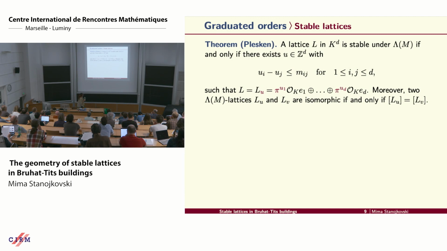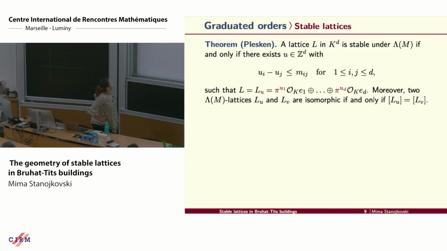So Plesken and Zassenhaus already had determined what the stable lattices were under graduated orders, and they described them very explicitly. They said if we start with a graduated order with matrix M, then the stable lattices will all be diagonal. The exponent vectors will be related by those inequalities over there, and these lattices as lambda m modules will be isomorphic if and only if their homothety classes are the same. So we really understand completely what is happening here.